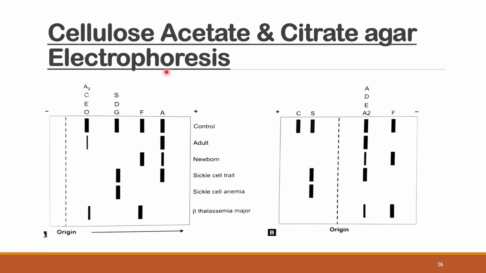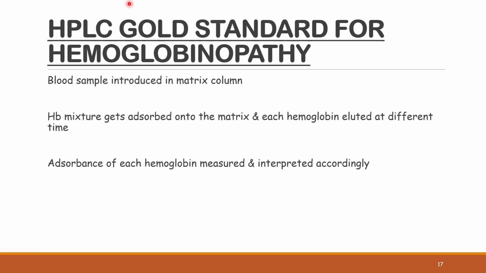Electrophoresis also can be done, in which the different hemoglobins will migrate at a different rate because of their different charge due to different amino acid constituents, right? So here you can see HbS, it will migrate at this position. But the gold standard is HPLC, in which you can quantify the hemoglobinopathy defect as well. Means the exact percentage of abnormal hemoglobin can also be calculated.